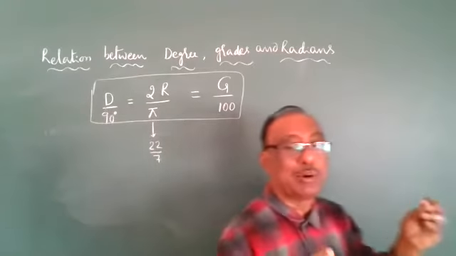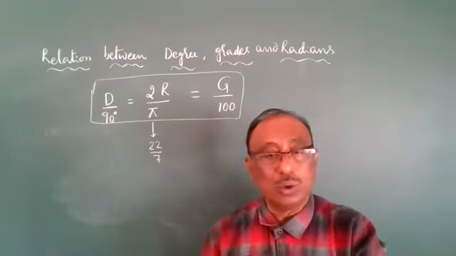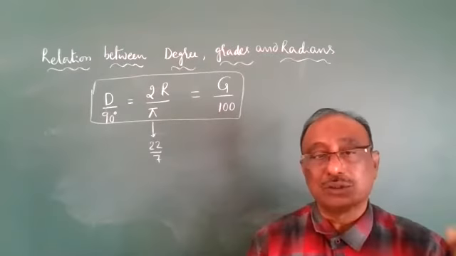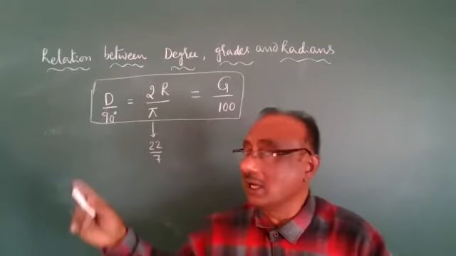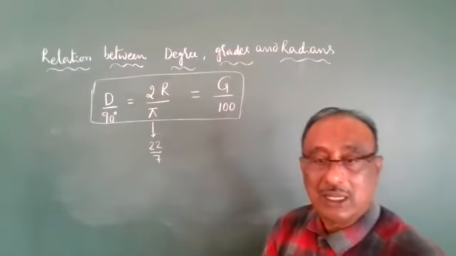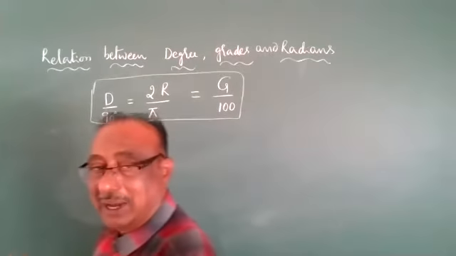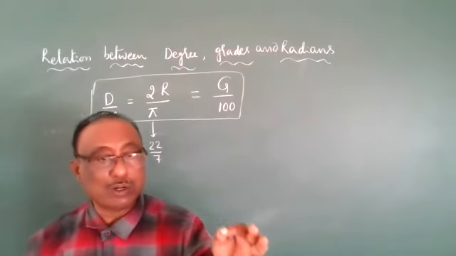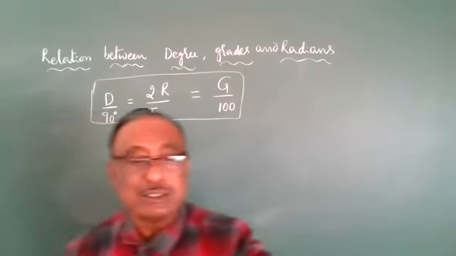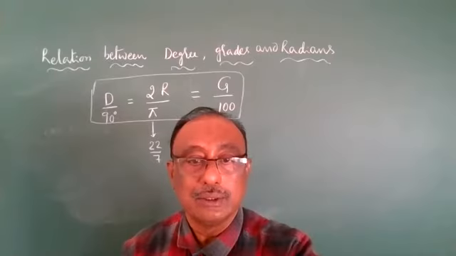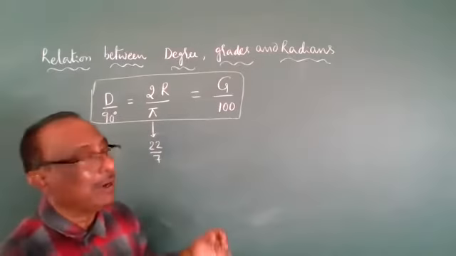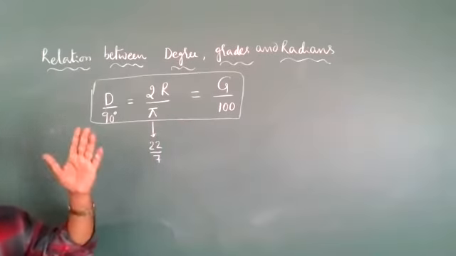Every problem is very easy. For the gradient system, sections, everything, I will write only one relation. Everyone remember: D by 90 degrees is equal to 2r by pi, which is equal to g by 100.